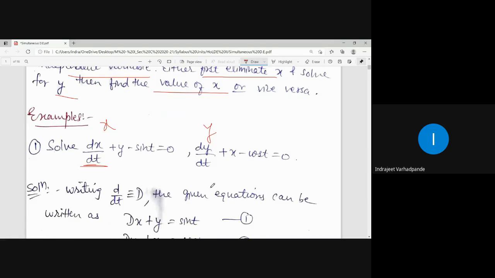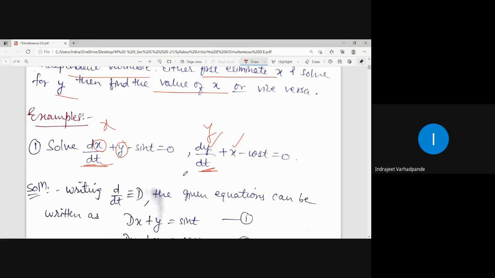So the very first example we have is dx by dt plus y minus sin t equal to 0. Since dx by dt is a differential coefficient, x is a dependent variable, t is the independent variable, and y is a dependent variable. Here the differential coefficient is dy by dt. So y becomes the dependent variable, x is a dependent variable, t is the independent variable.